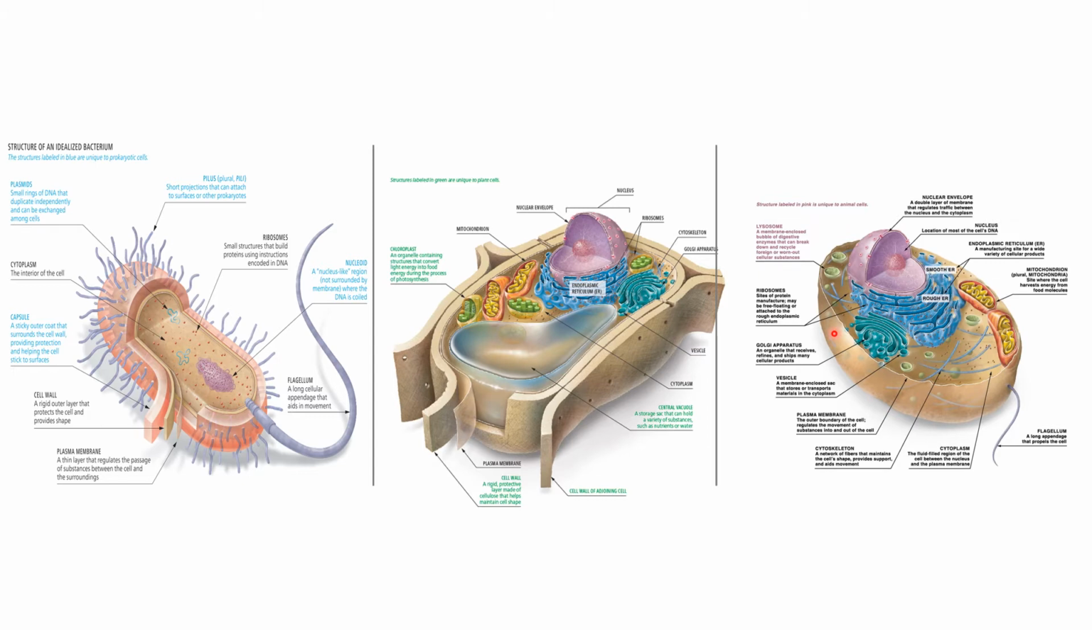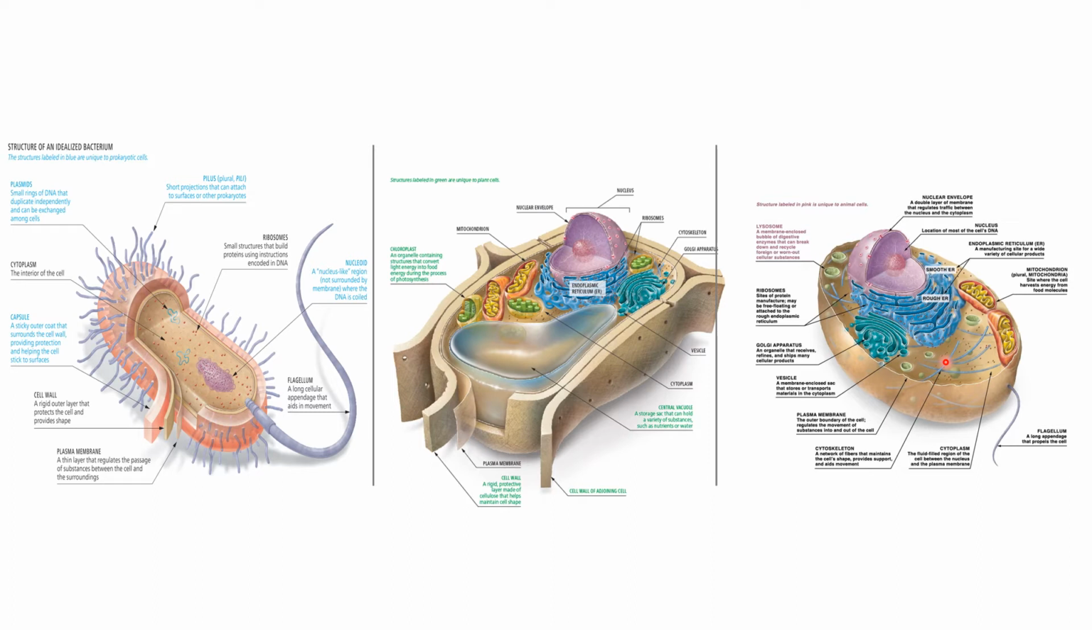What's another common feature that they would all have? They all have DNA. Right here in the plants and right here in the animal. What's another feature that they would all have? The cytoplasm, which is basically the interior of the cell. So those are three common features between all cells.